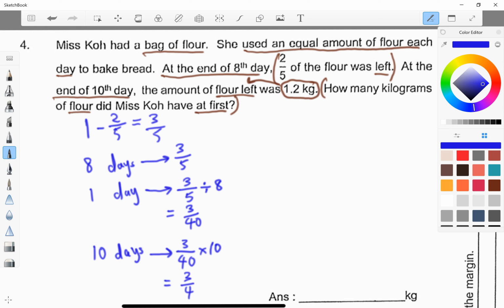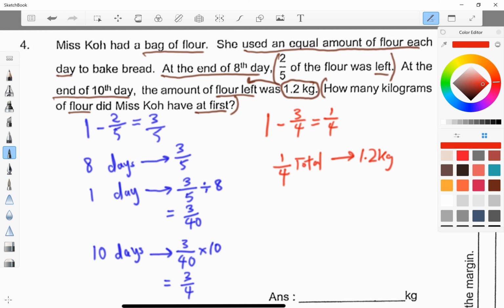Okay, 3/4. So what this practically means is that the amount of flour left was 1.2 kilogram. This will mean that the 1.2 kilogram is none other than 1 whole subtract away 3/4 of the flour that was used in those 10 days. So 1.2 kilogram is none other than 1/4 of the total.